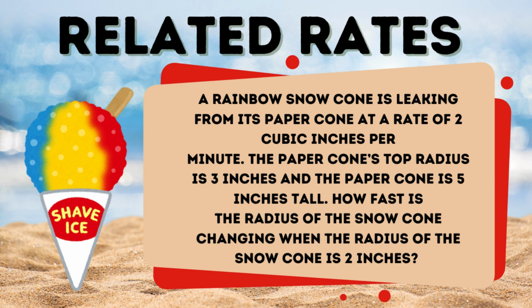A rainbow snow cone is leaking from its paper cone at a rate of 2 cubic inches per minute. The paper cup's top radius is 3 inches and the paper cone is 5 inches tall. How fast is the radius of the snow cone changing when the radius of the snow cone is 2 inches? Okay, pause the video and try it, and then I'll give you my solution.